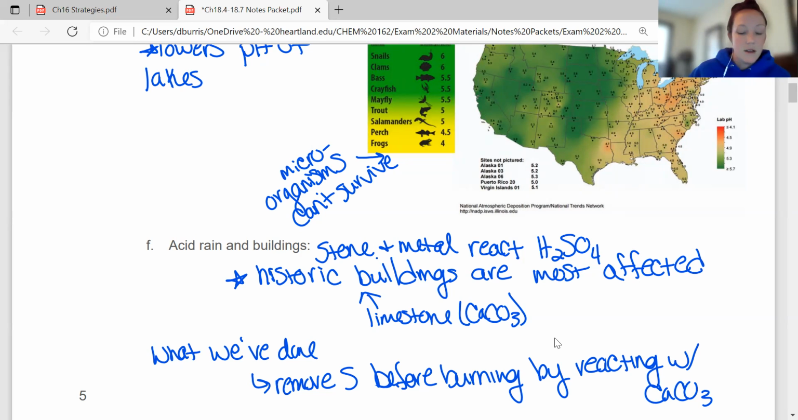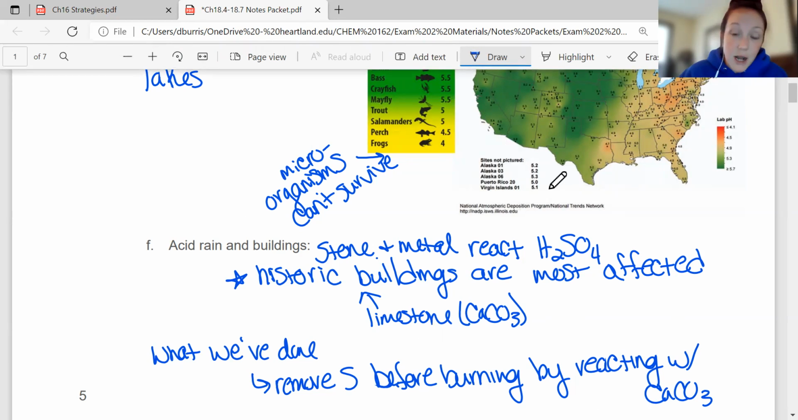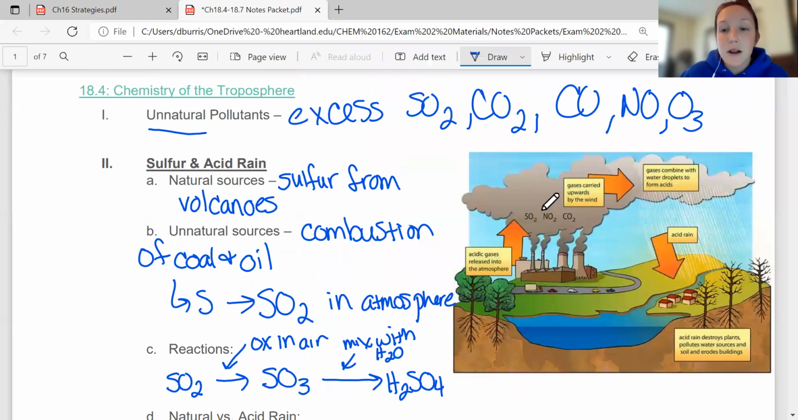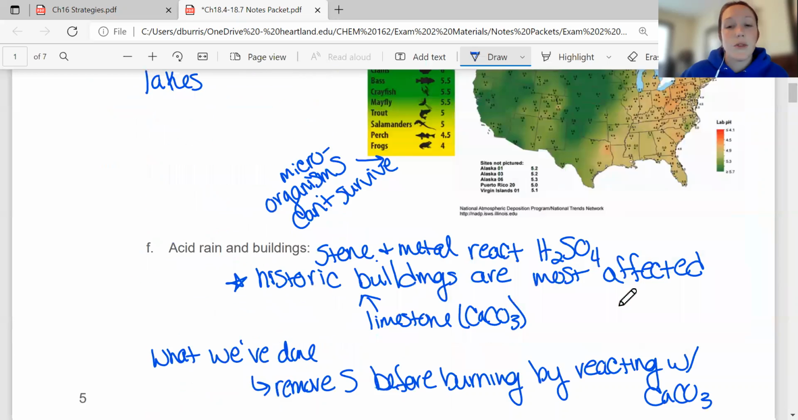Shoot. Okay, so we kind of like utilize that reaction to kind of trap the sulfur before it gets burned into SO2. So that's kind of where sulfur comes into play. Notice when I was up here, I said something about NO2 and CO2. So I'm also going to talk about those here in a little bit.